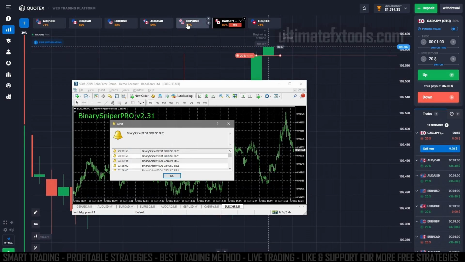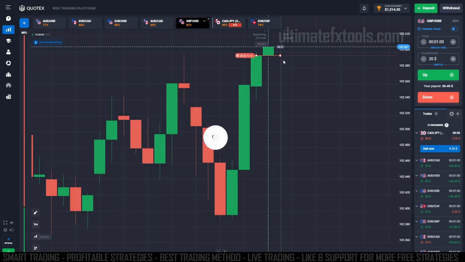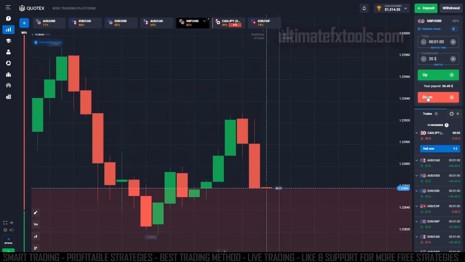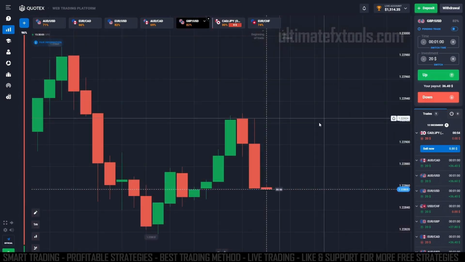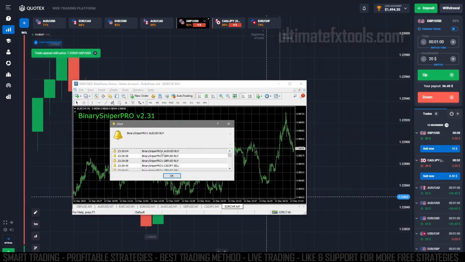Additionally, the GBP/USD has received a buy alert signal. This presents another opportunity worth considering in our trading strategy. Let's go trade higher.